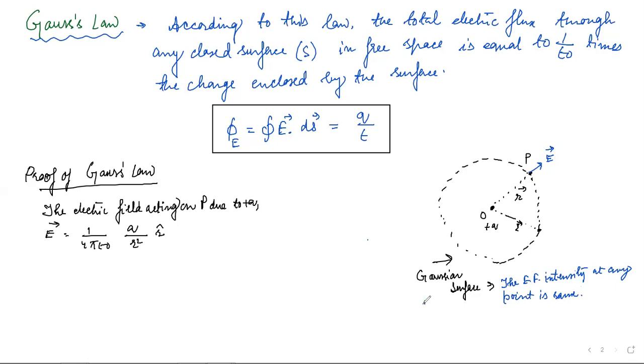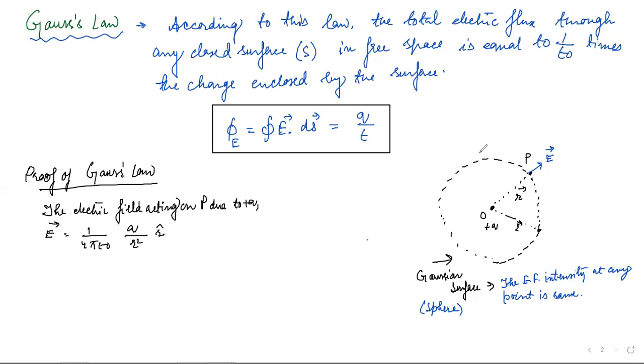This is a Gaussian surface. To be specific, it is a Gaussian sphere. What is a Gaussian surface? Let me explain to you once again that any surface where the electric field intensities are the same at any point, that type of surface is called a Gaussian surface. So here we have specifically taken a Gaussian sphere.